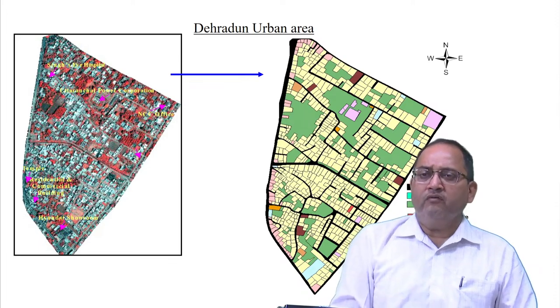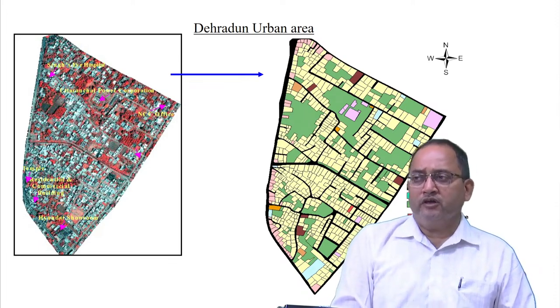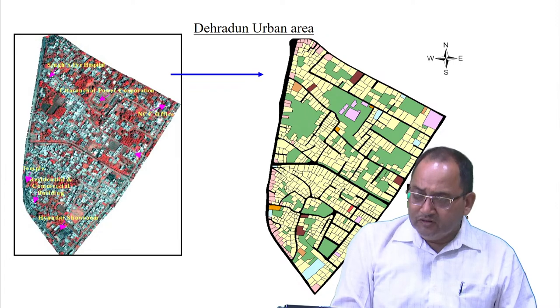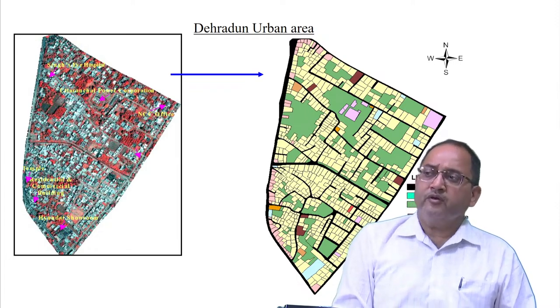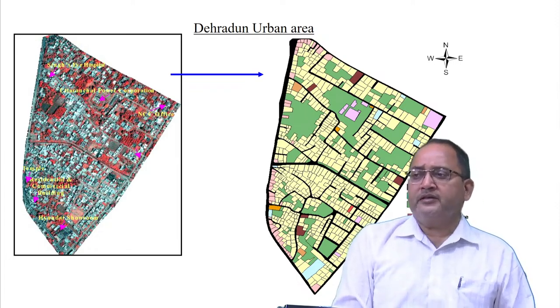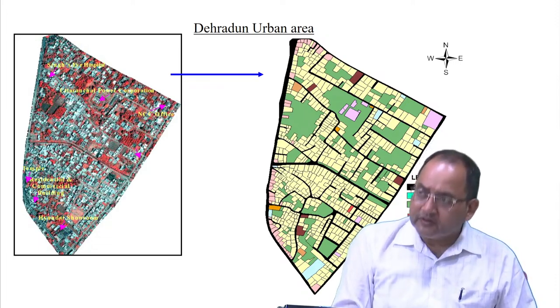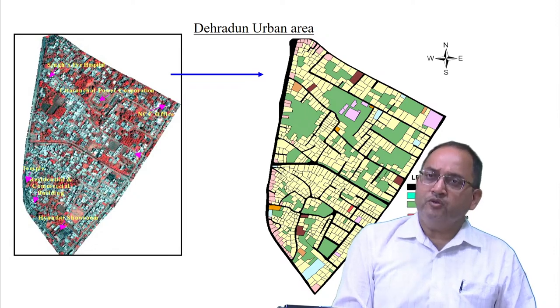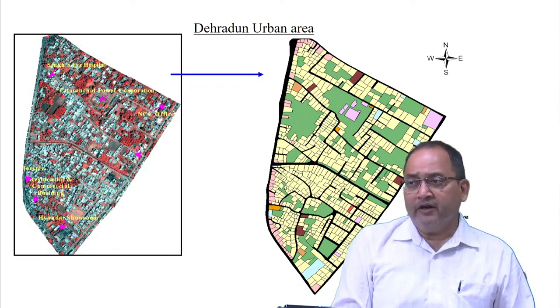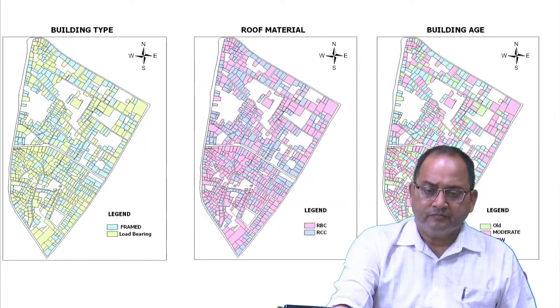So this is how we have generated a land use map using remote sensing imagery, and this is one of the most crucial inputs we require for any urban planning exercise, because urban planning is basically a spatial process. It's a spatial process we do, so we require up to date spatial data sets.